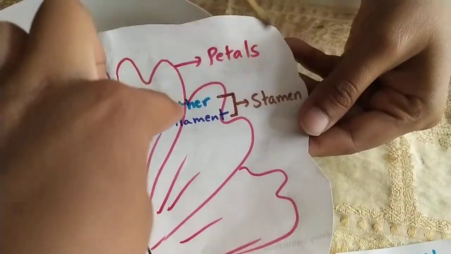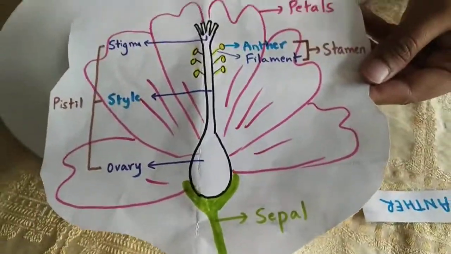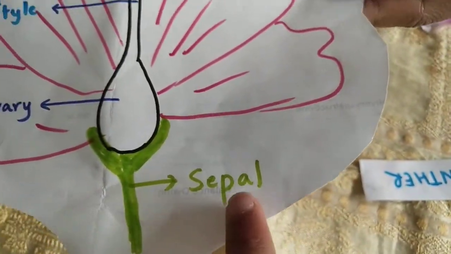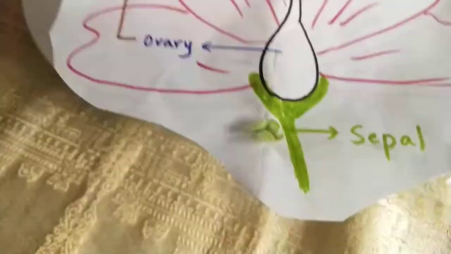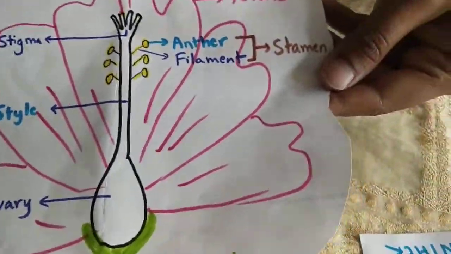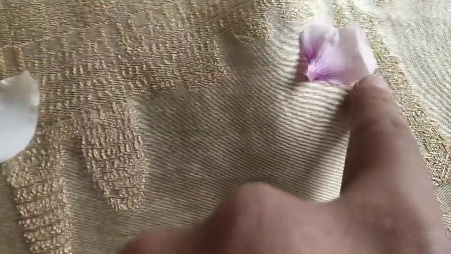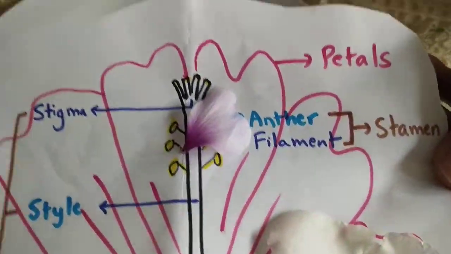And now there's the anther and filament, which is the stamen, which is the male reproductive part, just to tell you again. And now we're at the sepal. As you remember, you might not remember, but it's the green part of the flower. This. And last of all, the petals. Petals were these beautiful things which attract the bees and insects.